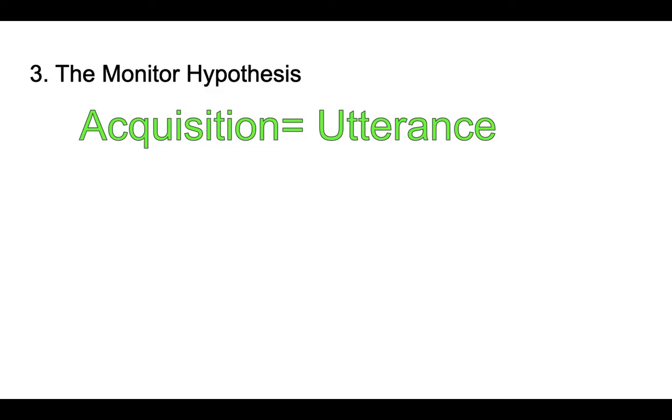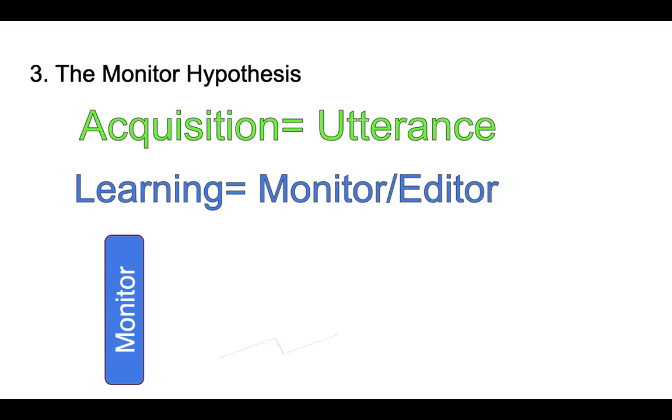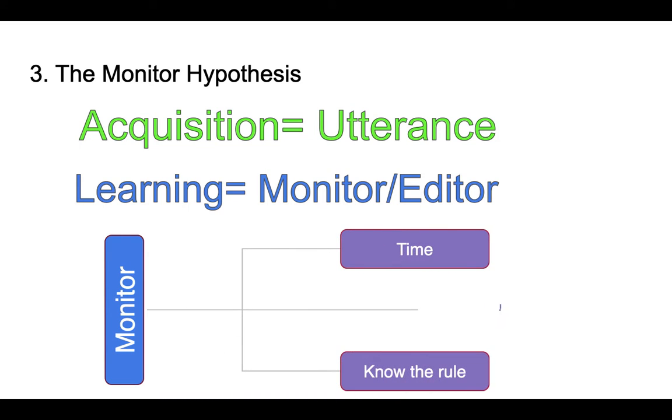Then we have the monitor hypothesis. This one is focused on 2 areas also. Acquisition, which is the utterance, people speaking, whether it's right or wrong, you're speaking and you're conveying a message, which might not be grammatically correct or correctly structured, but you understand, okay? And then we have the learning part, which is where the monitor starts taking place. So as the learner starts using the language, monitoring means that you start correcting the use or the usage of the language.